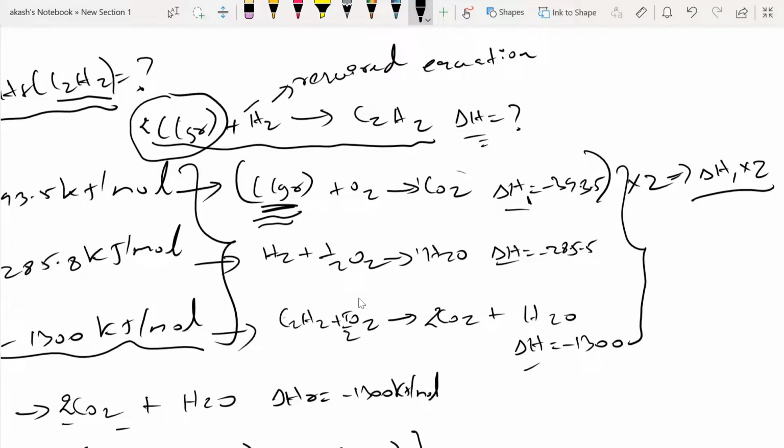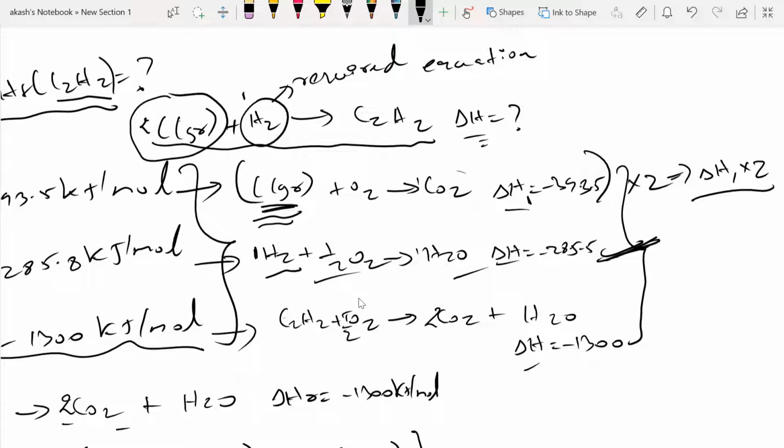Next, what do we need to have? We require H2 also on the reactant side, is it not? H2 is there in the reactant side and I require 1 mole of H2. So 1 mole of H2, let us keep it as such. This is exactly what we require. Forget about the other things.